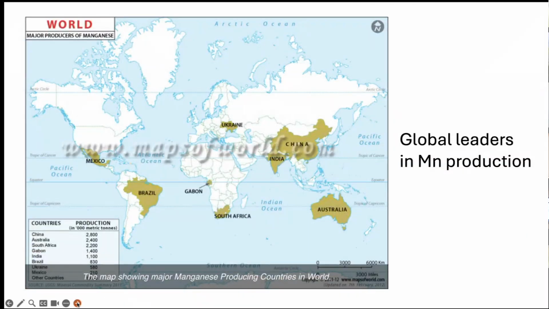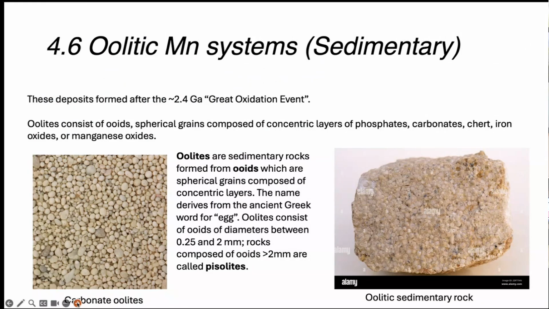All right, and then we're going to go on to oolitic manganese systems. But just to remind you what an oolite is, these are carbonate oolites we're looking at here. Oolites are sedimentary rocks, like we have on the right. That's an oolite. And these are formed from ooids, which are these rounded spherical grains of basically concentric layers. The name derives from the ancient Greek word for egg. Ooids are less than 2 millimeters in diameter, and things bigger than 2 millimeters are called pisolites.